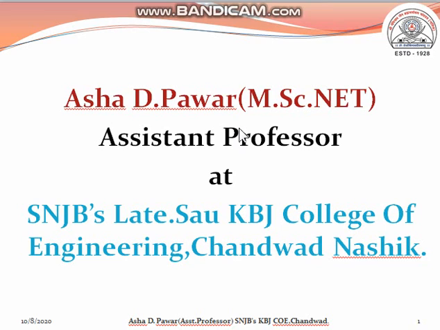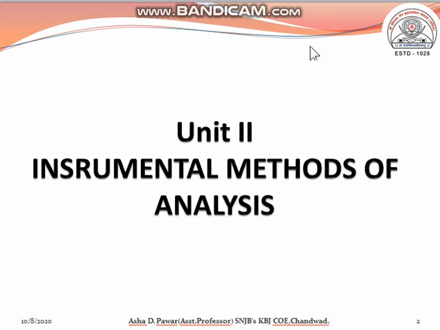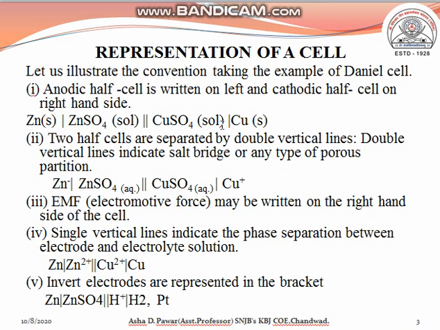Students, today we start a new unit in the Engineering Chemistry syllabus, that is Instrumental Methods of Analysis. First of all, we study the representation of a cell, because various cells are used for the measurement of E cell, that is electromotive force or EMF of the cell. So we use different types of cells in the form of anode and cathode. Then how to represent them on paper?